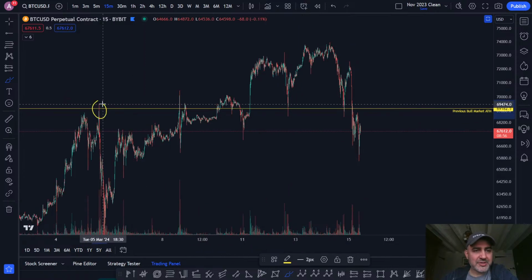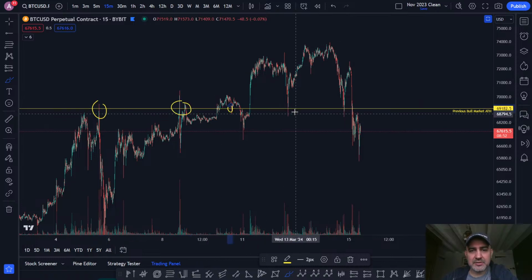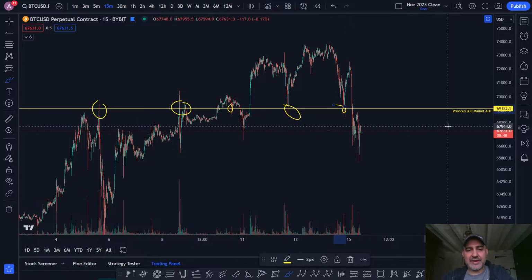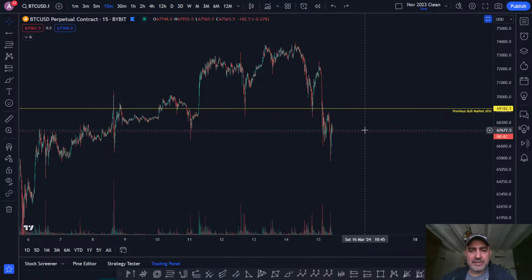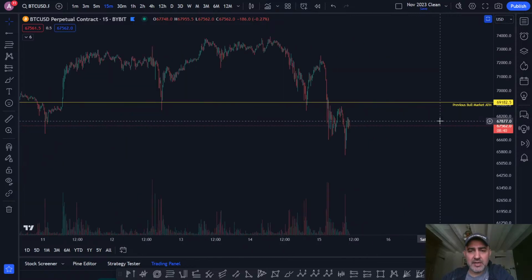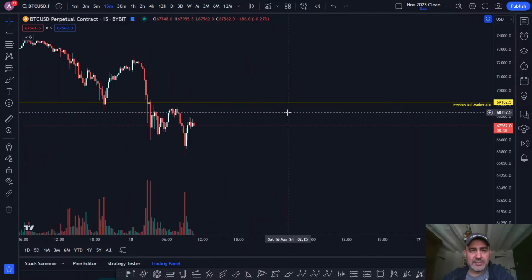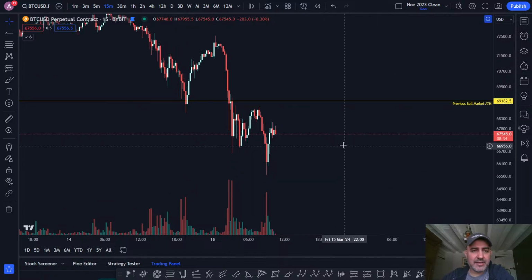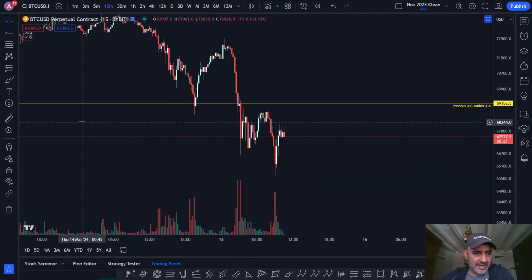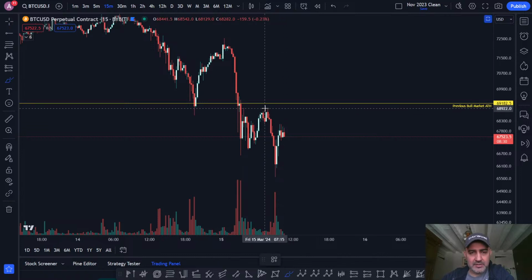So you can see there's a reaction here. There's some reactions. Clearly, this is a very important line. And clearly, you can see that the previous bull market all-time high is reacting. Okay. So naturally, what you want is to get back above it. As a bull, do you see how the price came up here and it couldn't get to it?